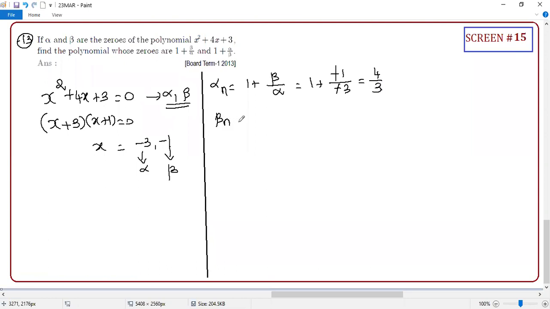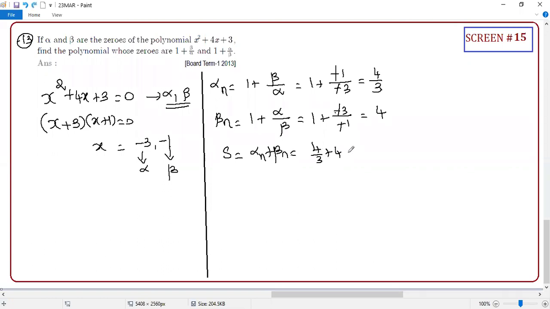Yes, sir. New beta equal to what? 1 plus alpha by beta. What is the answer? 1 plus alpha by beta, minus 3 by minus 1. The answer is what? 4. Correct or not? So you got alpha n, you got beta n. So now your sum and product are ready. So sum equal to what? Alpha n plus beta n equal to 4 by 3 plus 4. So 12 plus 4, 16 by 3.